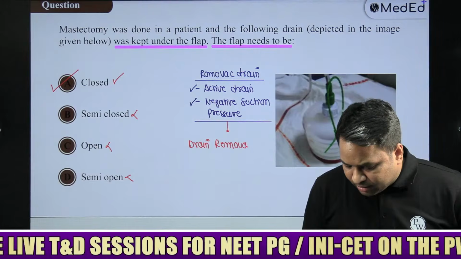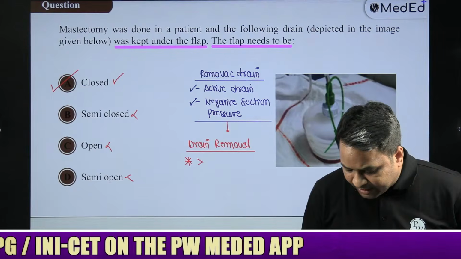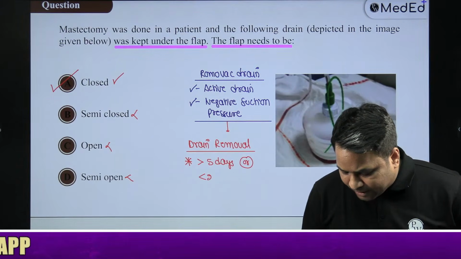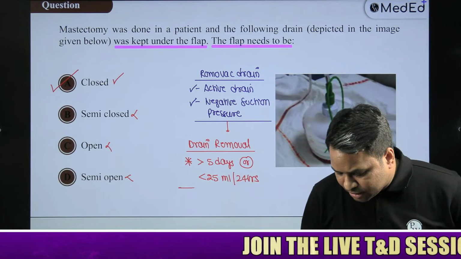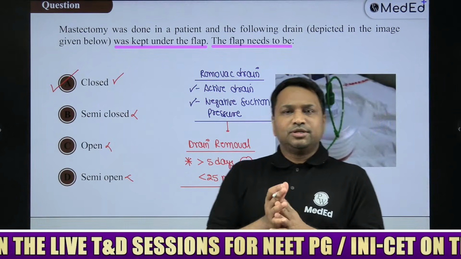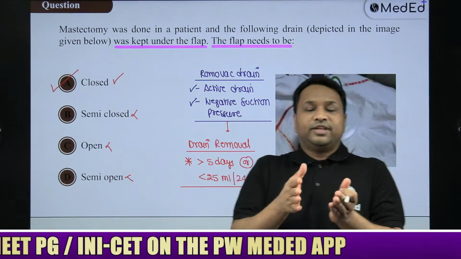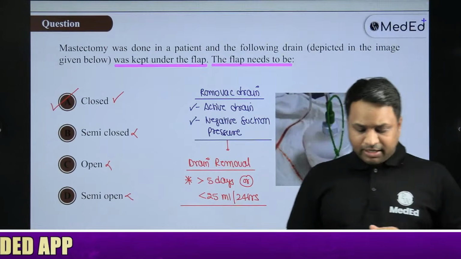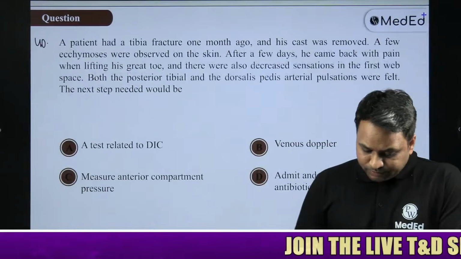The drain removal in mastectomy is either after 5 days or if the collection is less than 25 ml in 24 hours, whichever comes first. If it is beyond the 5th day and you have a collection less than 25, then also you can remove it. So there are the two criteria of drain removal period. Right? Going on to the next question.